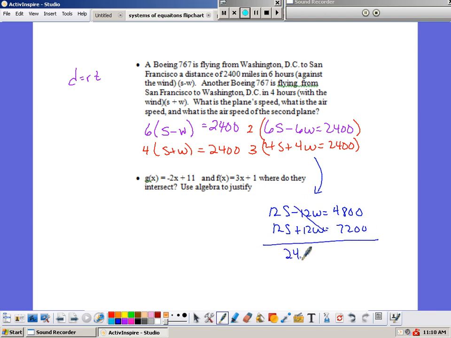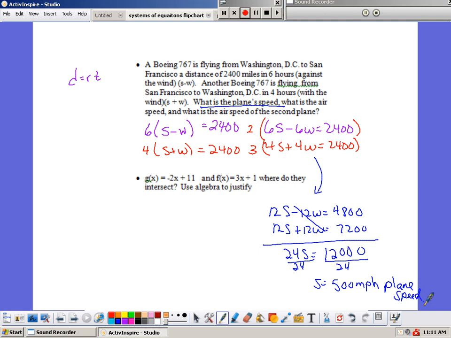Drops. 24s equals 4,800 plus 7,200, which is 12,000. Divide by 24. S is equal to 500 miles per hour. That is the speed of my plane. So 500 miles per hour is the plane speed.